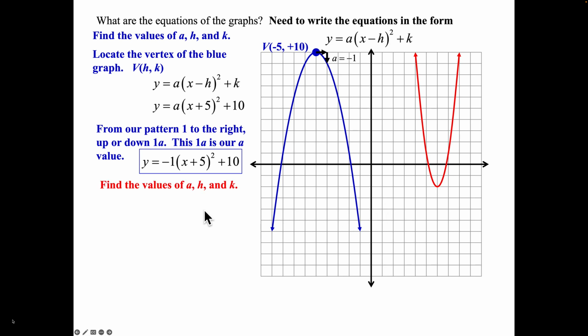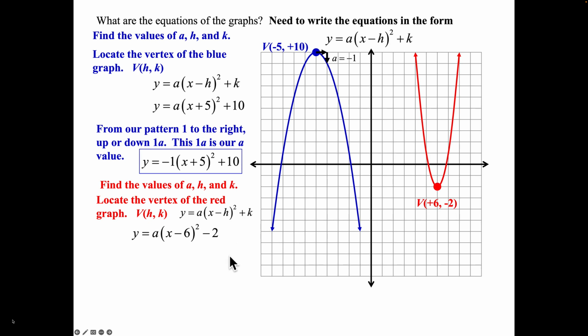All right, welcome back. So again, A, H, and K, you plot your vertex. 1, 2, 3, 4, 5, 6 to the right, down 2. I'm at 6, -2. This is your H, this is your K. So x minus a positive 6, x minus 6, minus 2 is my K.